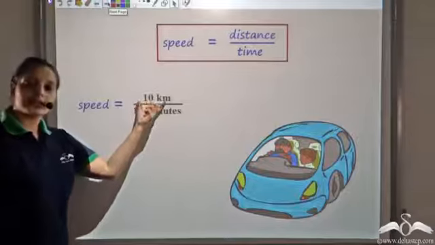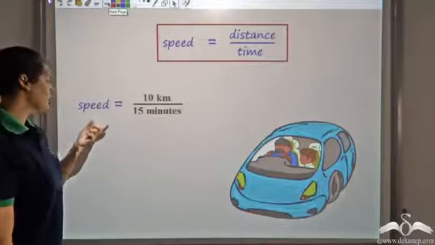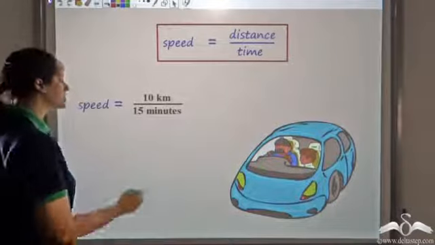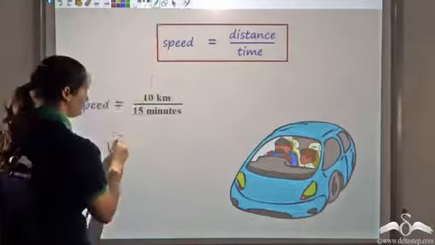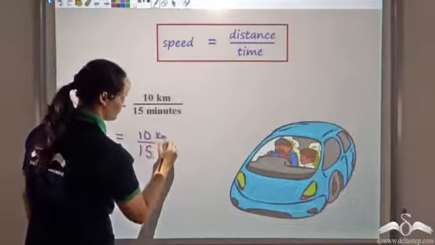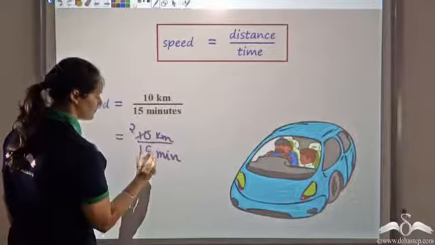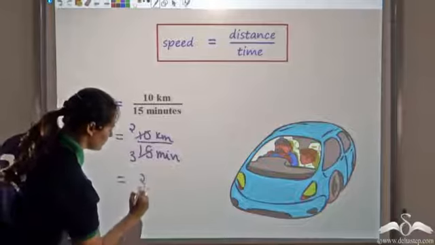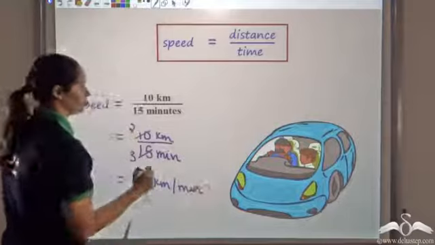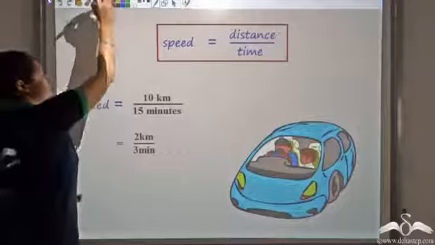Since the school was 10 kilometers away and it took him 15 minutes to reach the school, he said that speed of the car should be 10 kilometers divided by 15 minutes. This is 2 by 3 kilometers per minute. So I get this 2 by 3 kilometers per minute.